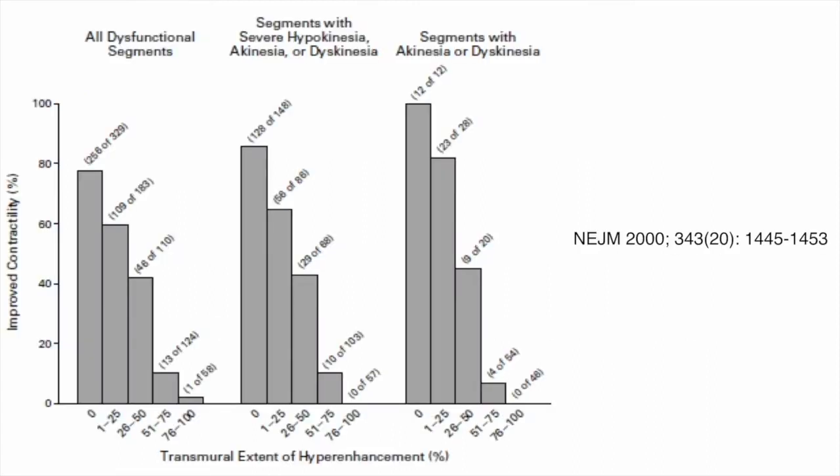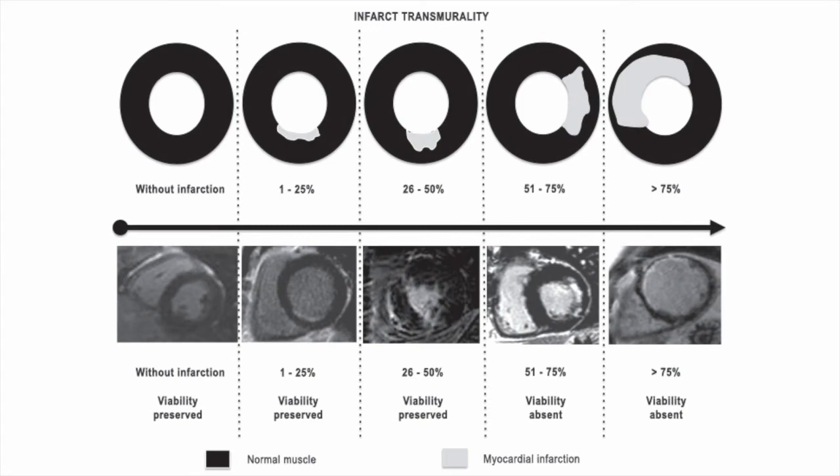Good evidence came out early in the century which basically said that segments which had more than 50% transmurality of infarction, these patients did not improve in contractility with revascularization. This basically led to looking at the transmurality of the infarct, whether it is up to 25%, 25 to 50%, 50 to 75%, or more than 75%.